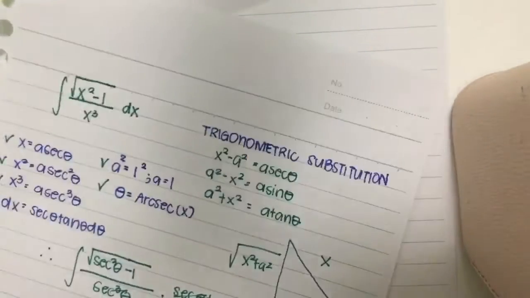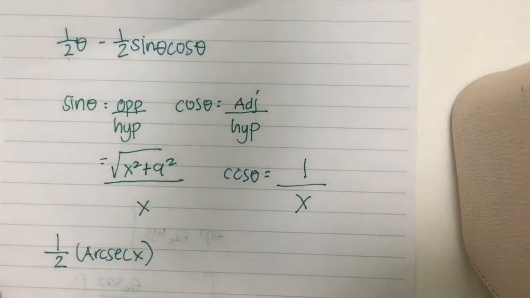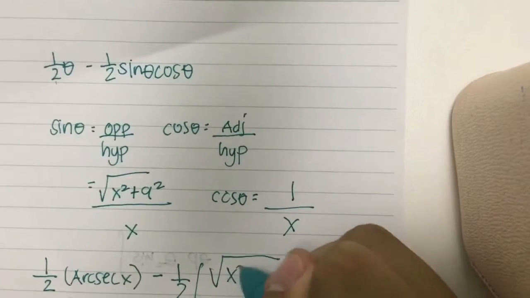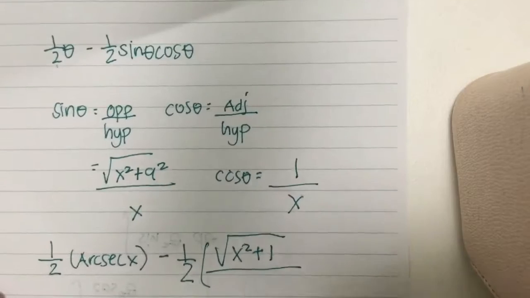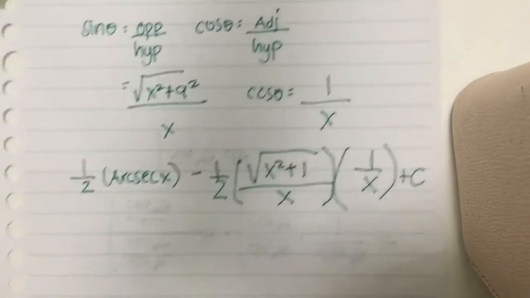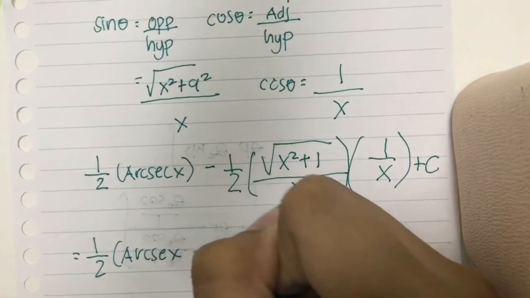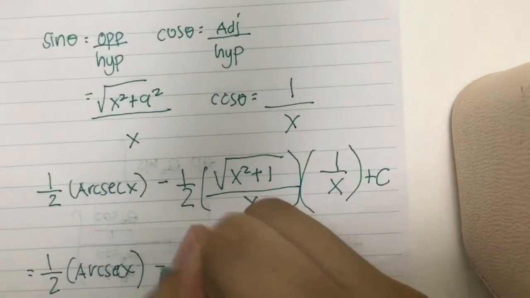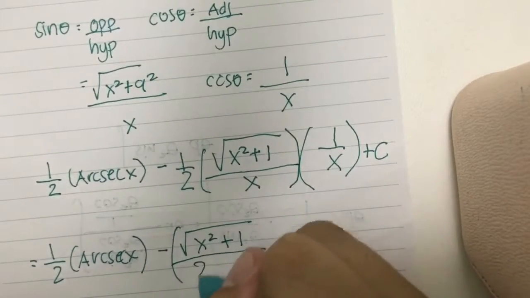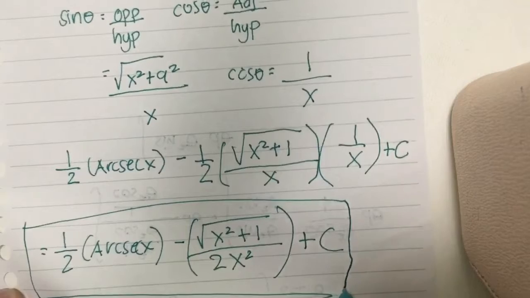Now we could simply substitute the values. 1/2, for the value of theta, we have arc secant x. And now, for the value of sine theta, we have square root of x squared minus a squared, a is equal to 1, over x times 1 over x, plus c. Now we could simplify this equation. x squared minus 1 over 2x squared plus c. That's our final answer.